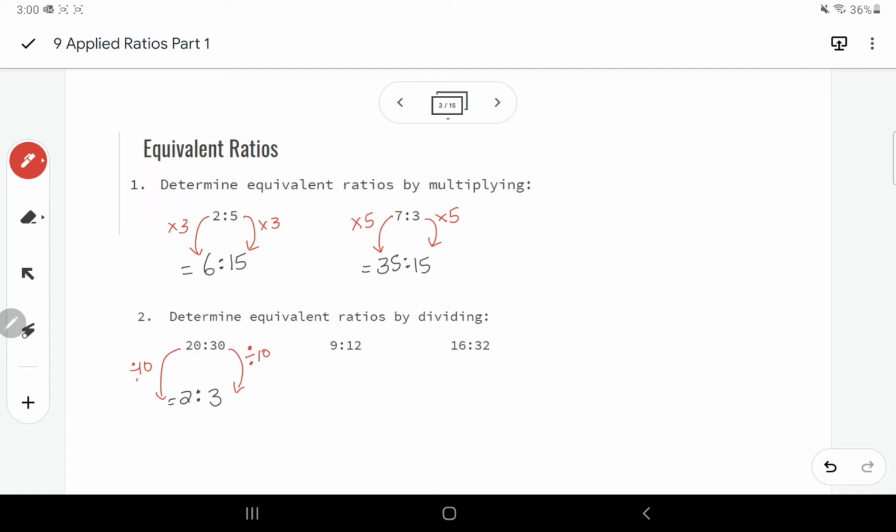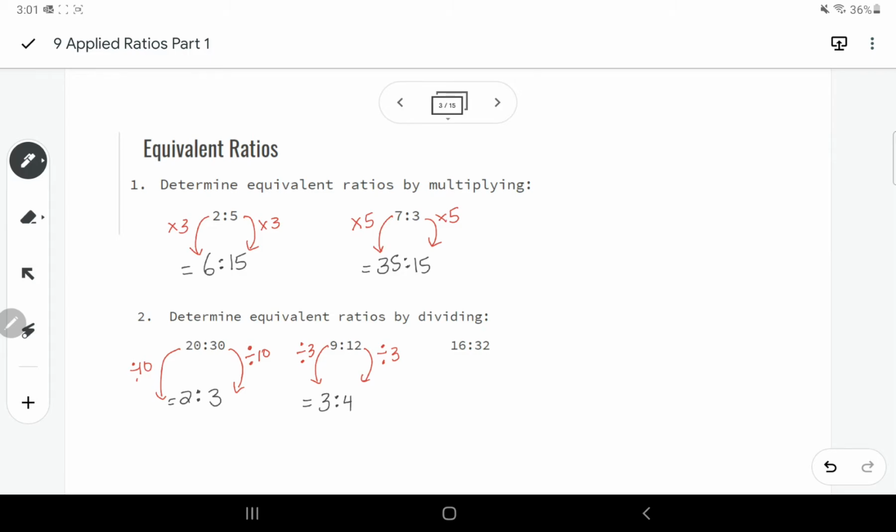9 and 12, what could I divide those both by? What number could I divide them by? I could divide those by 3. Both 9 and 12 can be divided by 3. I don't want to pick something that's going to give me a messy answer. So 9 divided by 3 is 3, and 12 divided by 3 is 4.